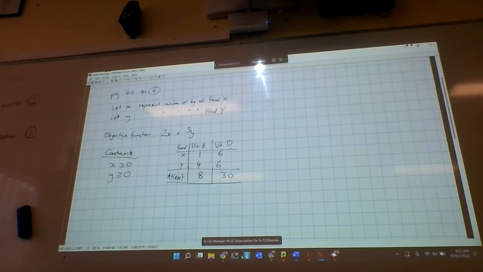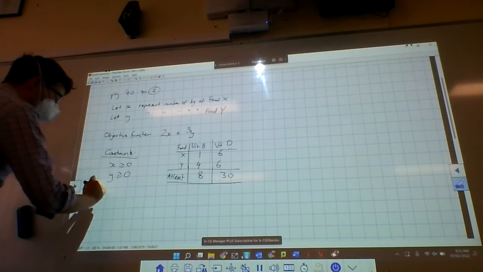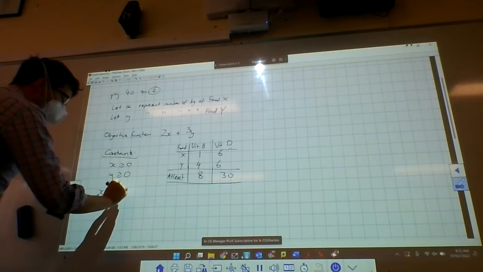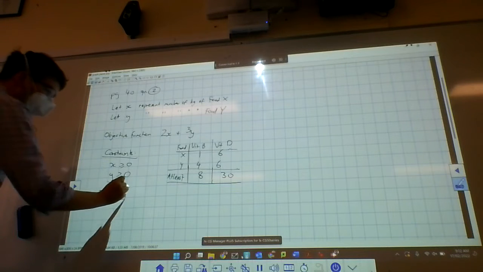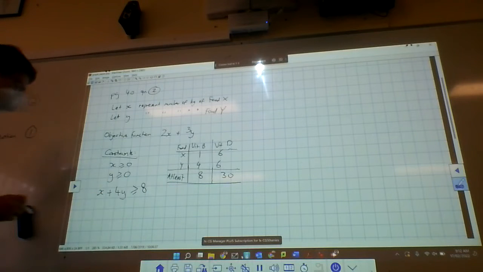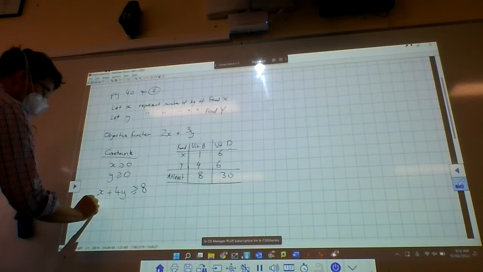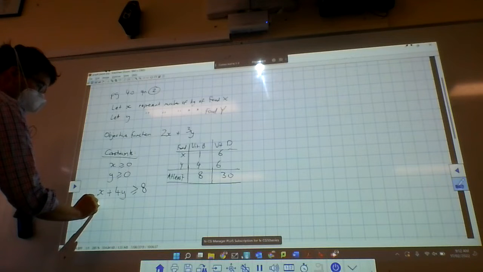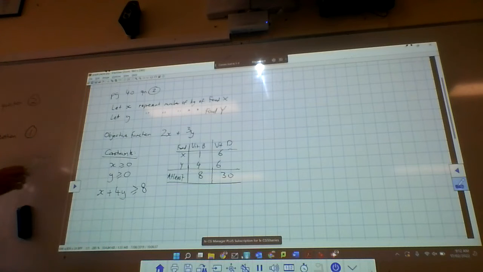Final 2 constraints. Joaquin, did your team get one? 1x plus 4y is greater than or equal to 8. Good. I'm just going to write x, even though you said 1x, just to save you time. Thank you. Cam, did you get another one? Yeah. We did the other way, so we got 30 is less than or equal to 6x plus 6y.